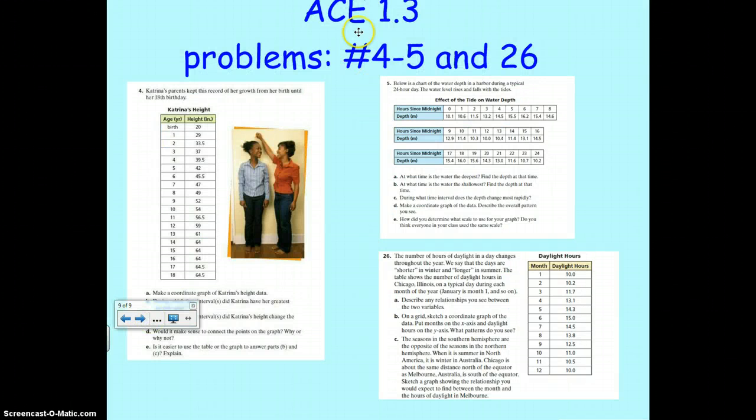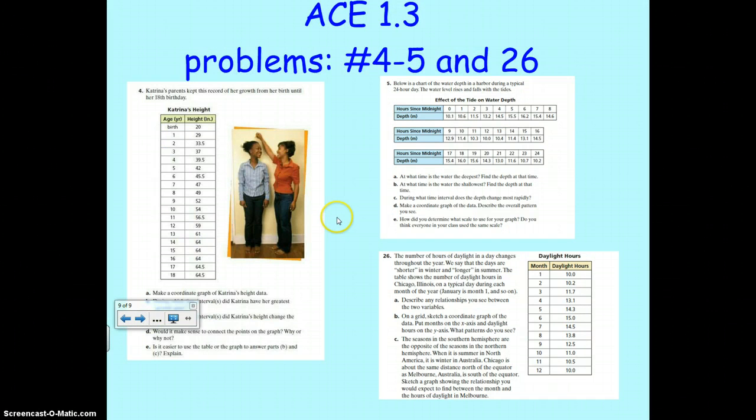And that is all of our classwork for today. So make sure you have completed your classwork before moving on to the homework. You have problems 4 and 5 and 26. Again, it looks like not very much for 3 problems, but you do have to make a coordinate graph in question 4, and then you have to analyze that graph like we did today in B, C, D, and E. Question 5 does also have you make a coordinate graph, see here in D.